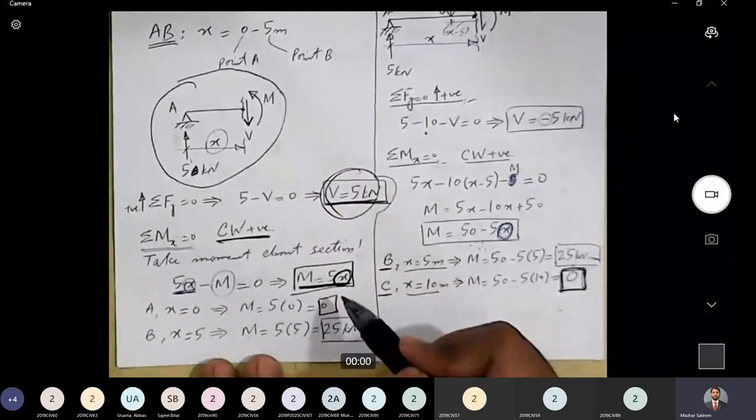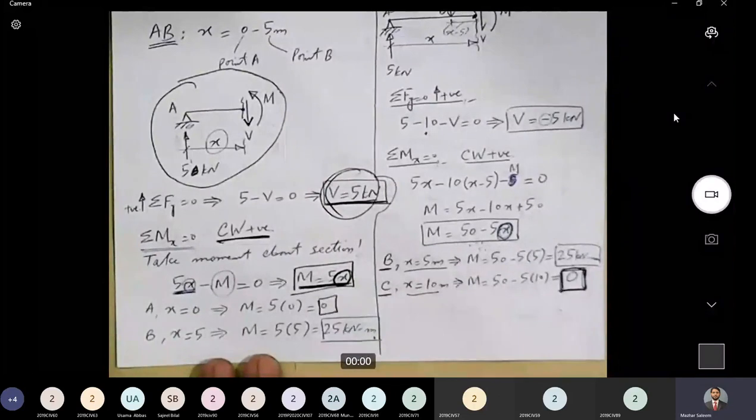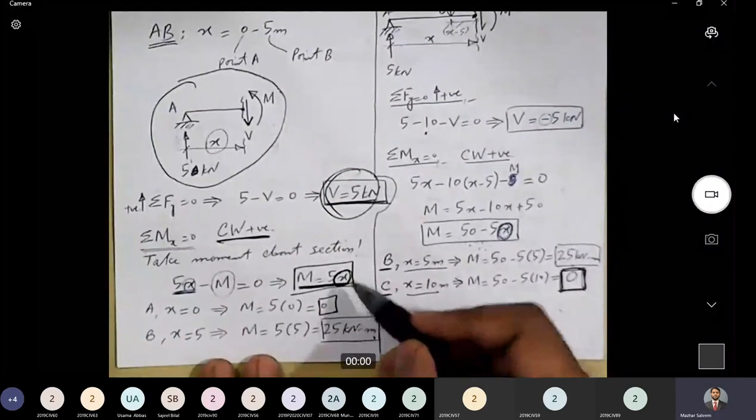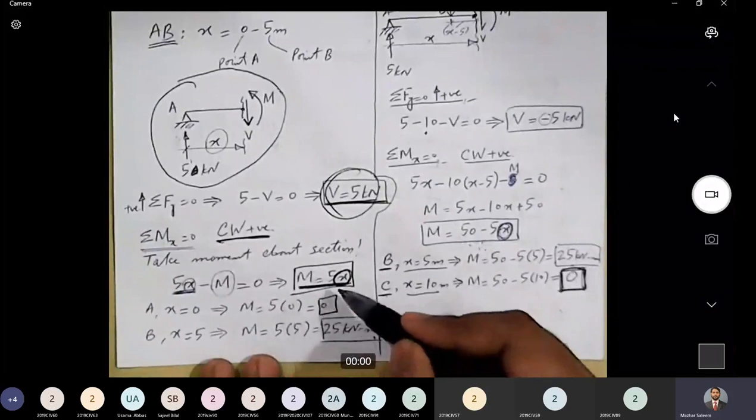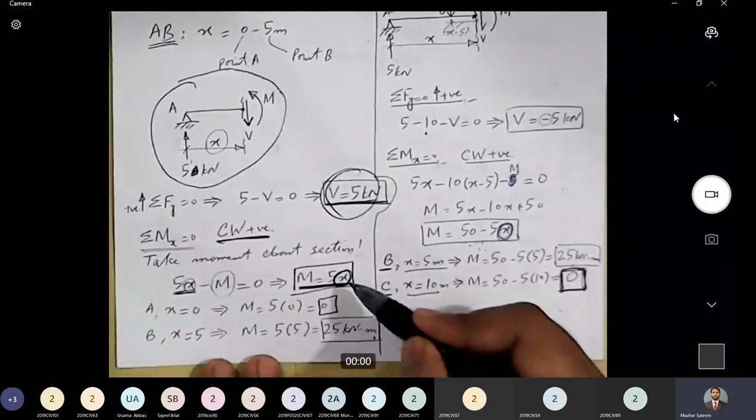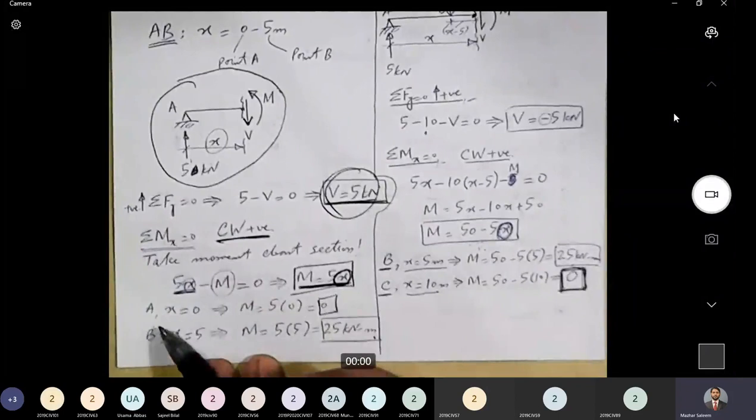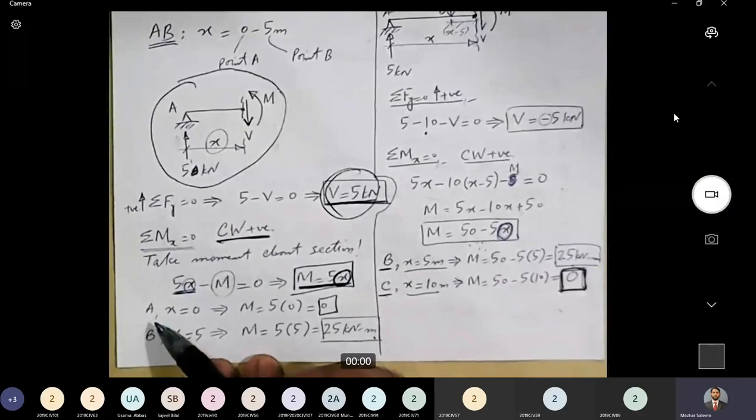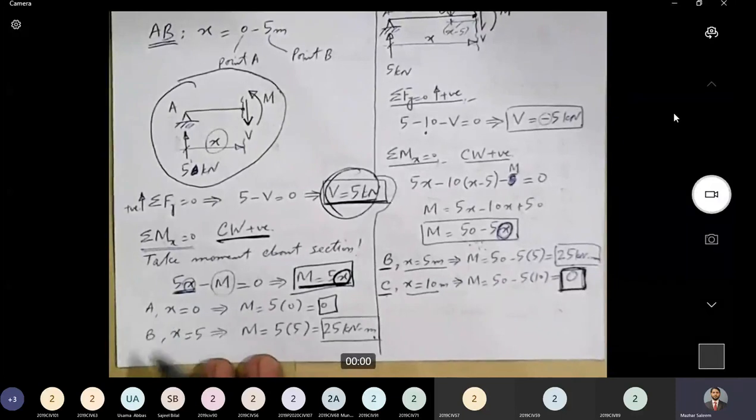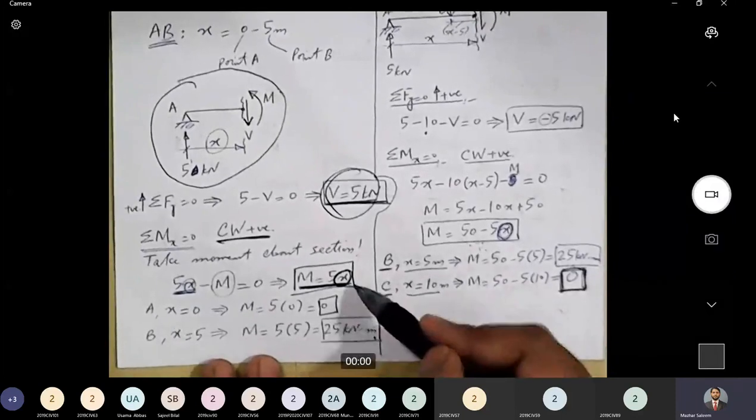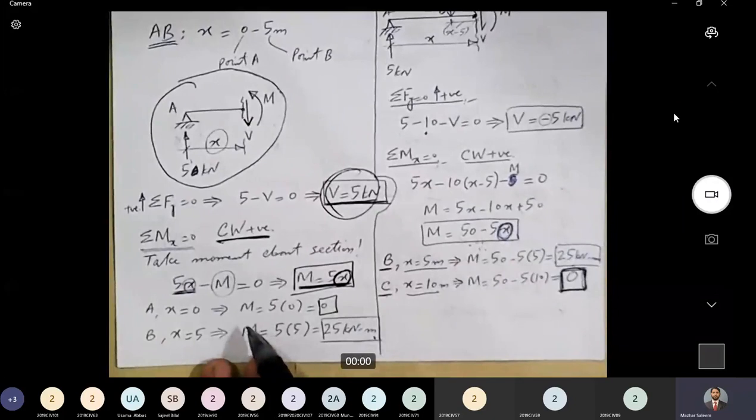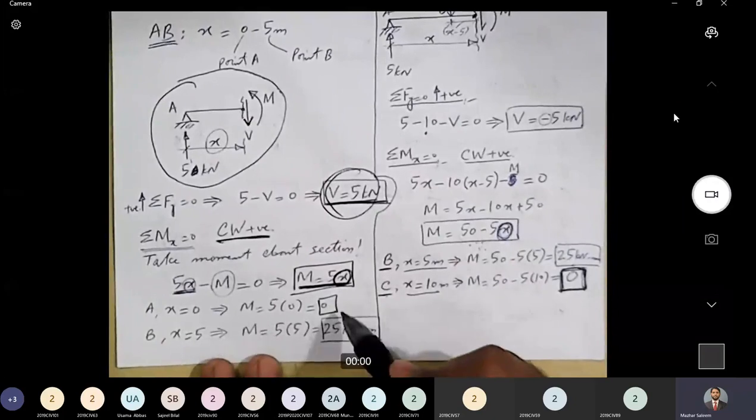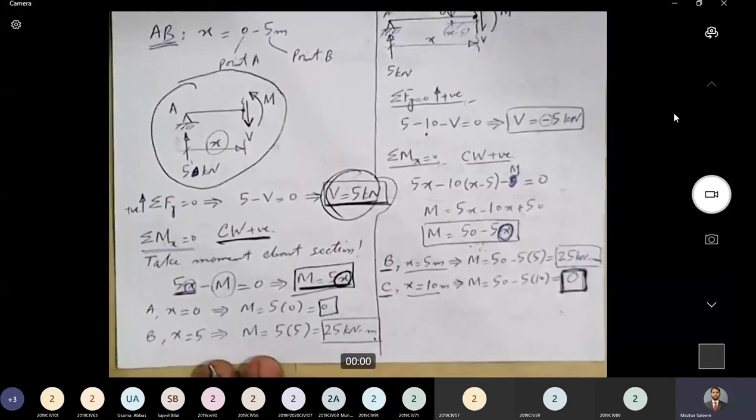This time in the expression for moment, we have got the variable x, which means that as x is changing, the moment is also changing along the length. So let's put x is equal to 0 and x equal to 5 for the two extreme ends of this portion. At point A, x is 0. At point B, x is 5. So in this equation, we put the value of x, and for point A, we get moment equal to 0. And for point B, we get moment equal to 25 kilonewton meter.